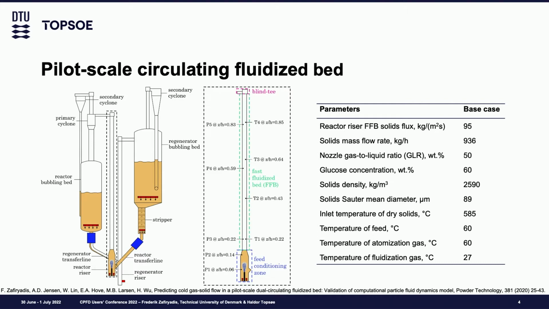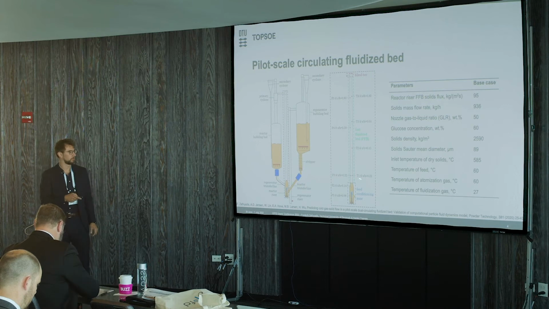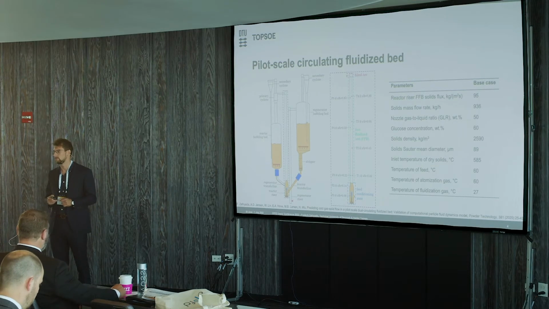This consists of a feed conditioning zone where we have solids coming in at a rather high temperature. And then these solids interact with a feed that is a gas liquid feed, where you have droplets or liquid consisting of glucose and water that then evaporates, cracks. And then upon vapor expansion, you go from this dense feed conditioning zone into a relatively dilute fast fluidized bed, where we're then measuring temperature, pressure in this pilot scale circulating fluidized bed. And then we have an outlet where we can separate gases from solids.